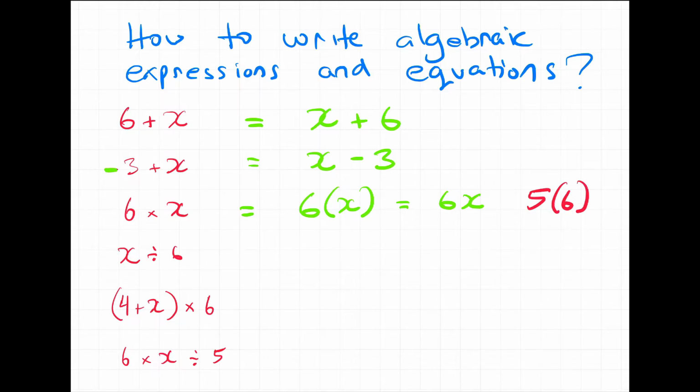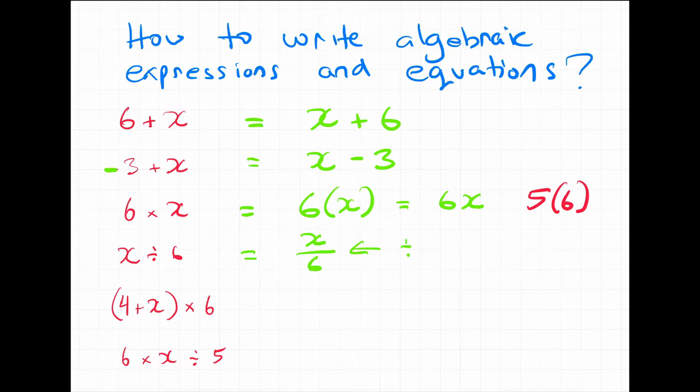What about the next one? x divided by 6. Again, it's technically correct, but we would write it like this, x over 6. So remember that this line right there sort of replaces the divided by. We just create a fraction or a ratio out of this.